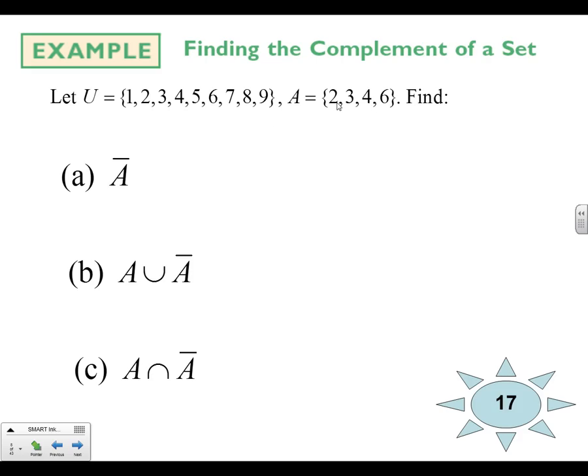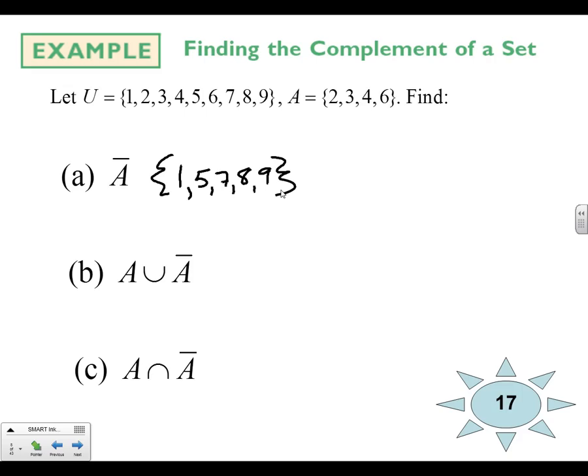So 2's in A, so we don't want that, but 1's not, so the complement would be, that's an ugly symbol, but we'll bracket, we'll keep moving. 1, we're not going to use 2, we're not going to use 3, we're not going to use 4, but we hit 5, not going to use 6, because that's already in A, but then 7, 8, and 9. All right? So that's the idea of a complement.